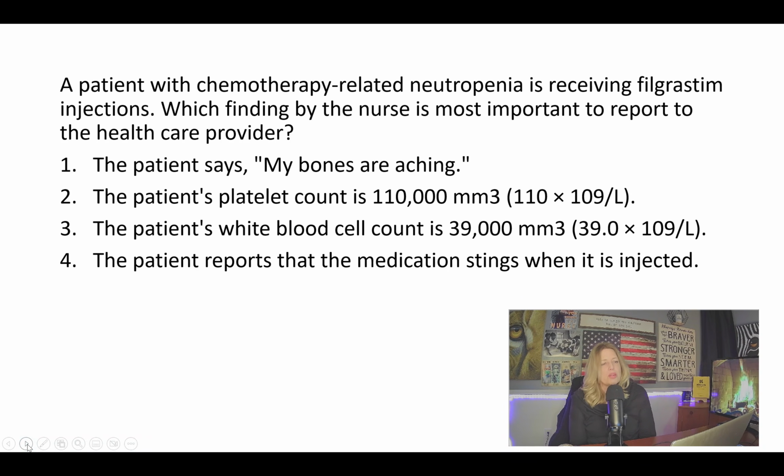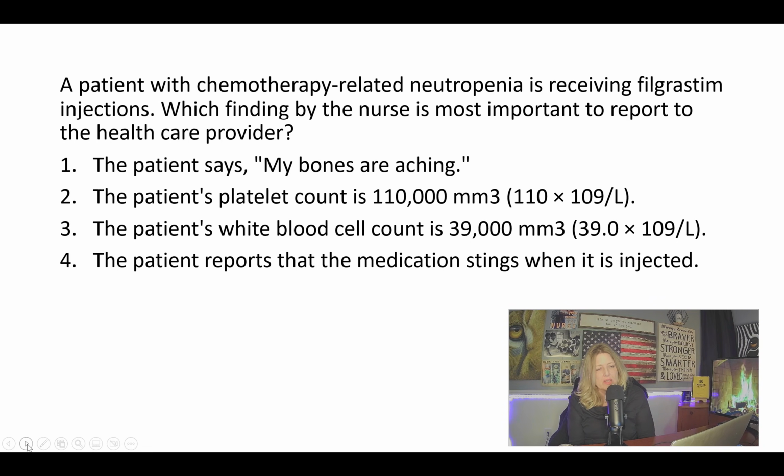A patient with chemotherapy-related neutropenia is receiving filgrastim injections. Which finding by the nurse is most important to report to the healthcare provider? All right, so I have one patient, and all I know is their diagnosis, and that they're receiving a medication for that diagnosis. All right, the patient says my bones are aching.